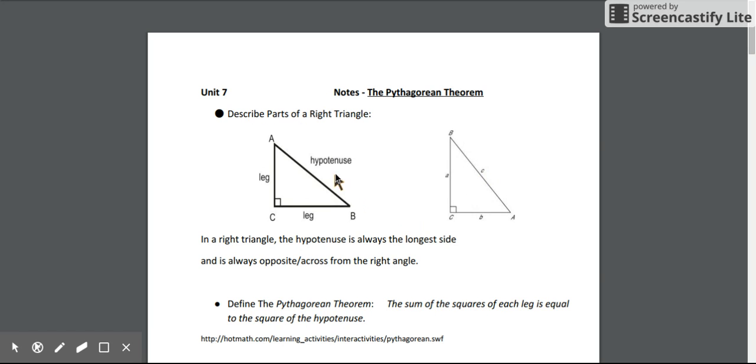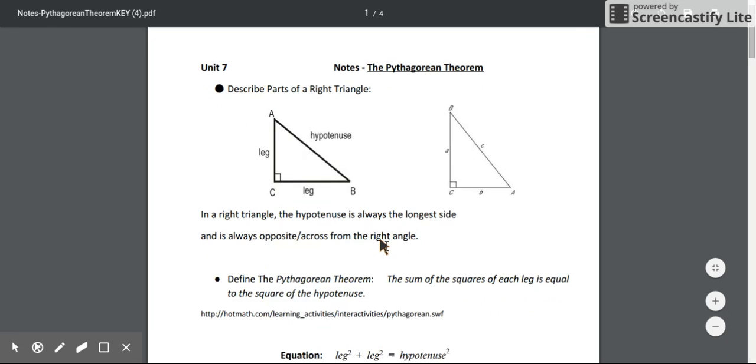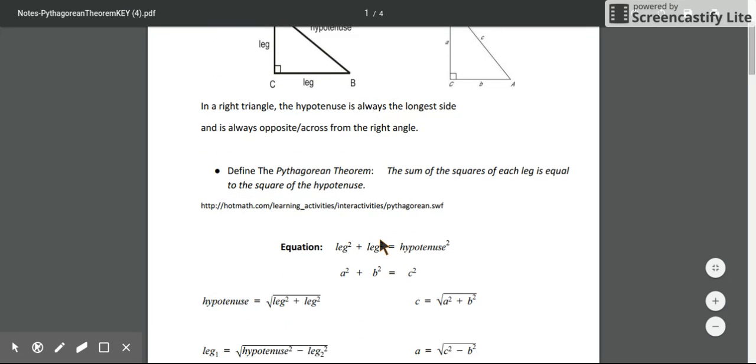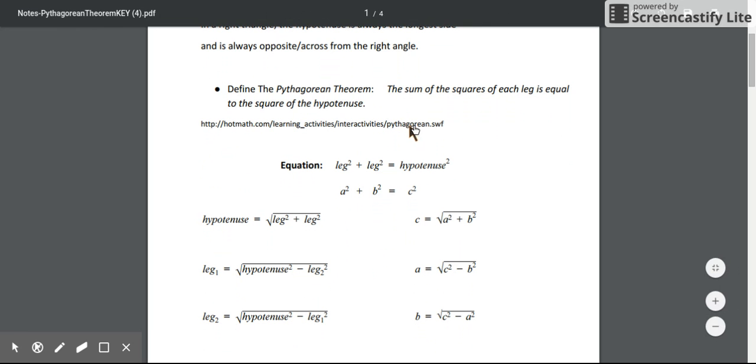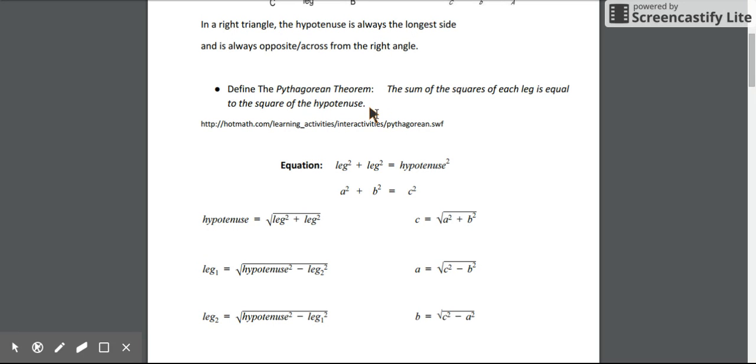If we can identify the hypotenuse and the legs, then we can start to use the Pythagorean theorem. Pythagorean theorem can be defined a lot of different ways. Let's define it using words. We can say that the sum of the squares of each leg is equal to the square of the hypotenuse. That doesn't make much sense. Let's try and look at it using some symbols.